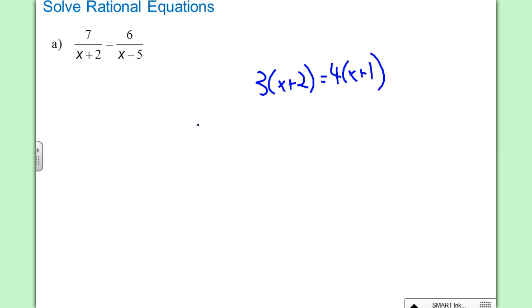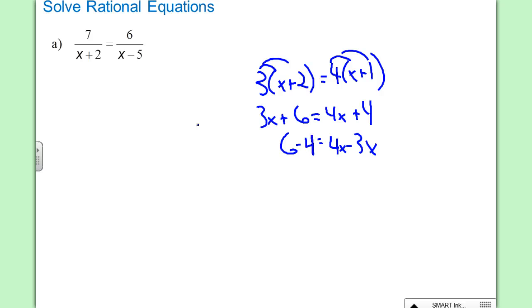And you might have been given that in grade 9. And what would you do? Well, you'd distribute, and you'd get rid of the brackets, and you'd have 3x plus 6 is equal to 4x plus 4. You'd collect all your x's to one side, so you might have 4x minus 3x is equal to 6 minus 4, numbers to one side, variables to the other, and x equals 2. And that was easy. Why was that so easy? Because you had no fractions.